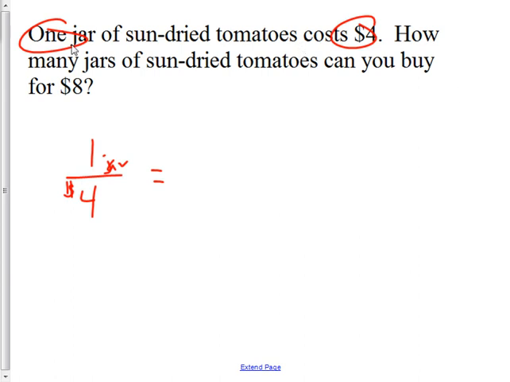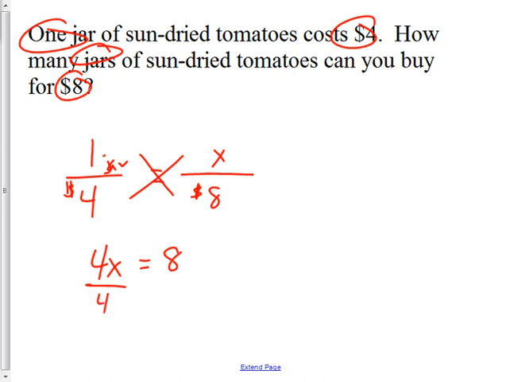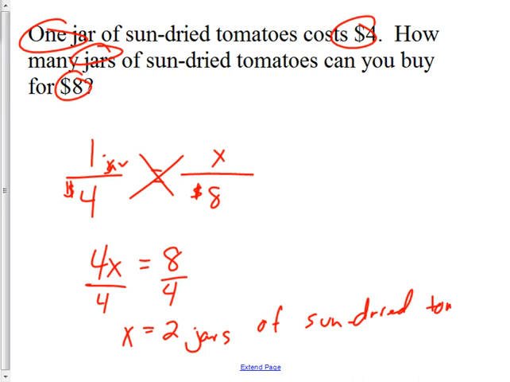Alright, so how many jars? We're looking for jars of sun-dried tomatoes you can buy for $8. So I'm going to put my $8 on the bottom, and that means that I'm going to have to put my variable on the top. Alright, now we'll cross multiply and divide, so I get 4x is equal to 8. We divide by 4 on both sides. We get x is equal to 2. Now 2 what? Now here's where we need to add our label. 2 jars of sun-dried tomatoes.